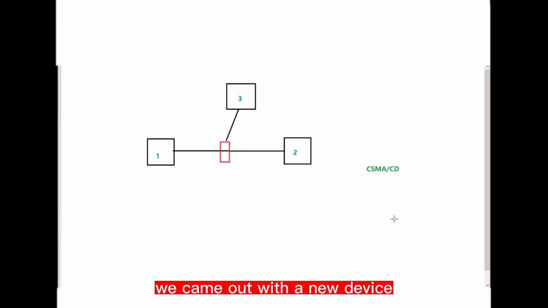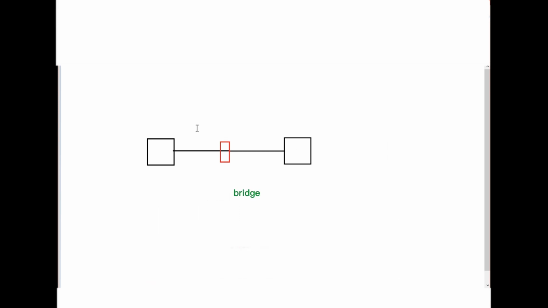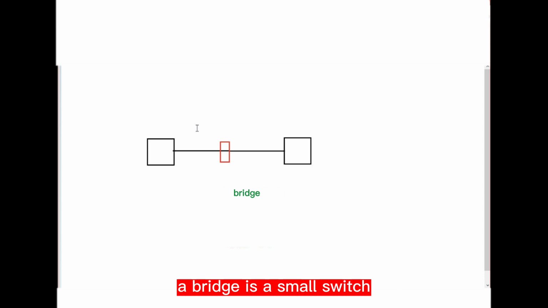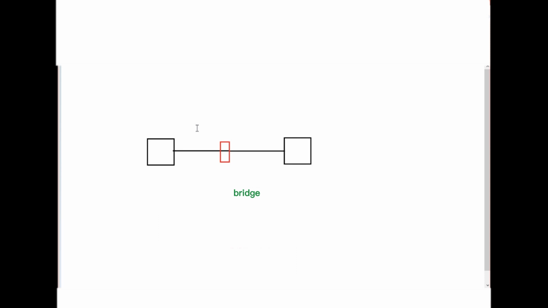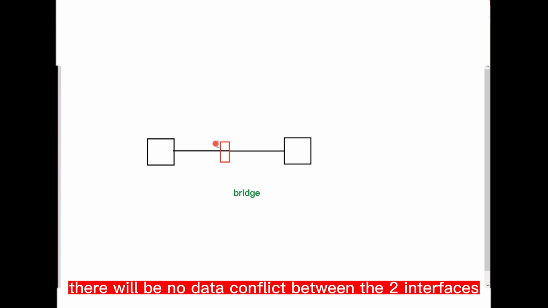We came out with a new device, called a bridge. A bridge is a small switch. You can understand it as a data link layer product, working at the second layer. The bridge has two interfaces. For the bridge, different interfaces are different collision domains, so there will be no data conflict between the two interfaces.